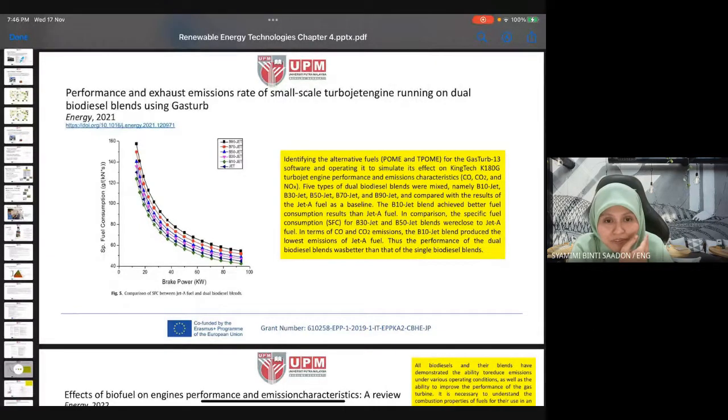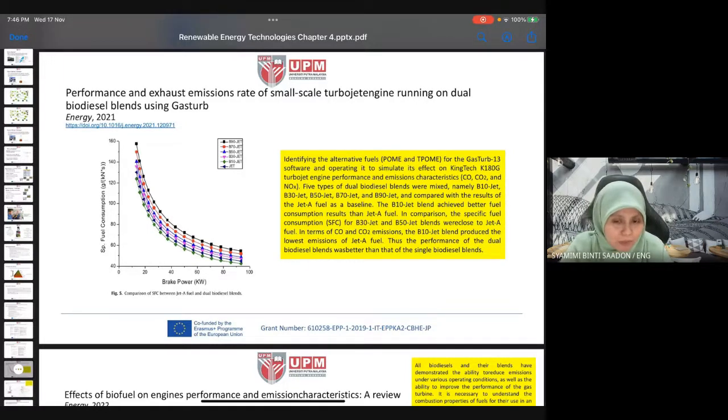So even though for the other blends, B30 and B50, the SFC is higher, it can still be considered since it is close to Jet A, the conventional fuel. It means that even though it produces a higher SFC, maybe we can still consider this dual blend biodiesel if we look at the environmental impact as well. If you look at the environmental criteria, maybe we can also consider B30 and B50.